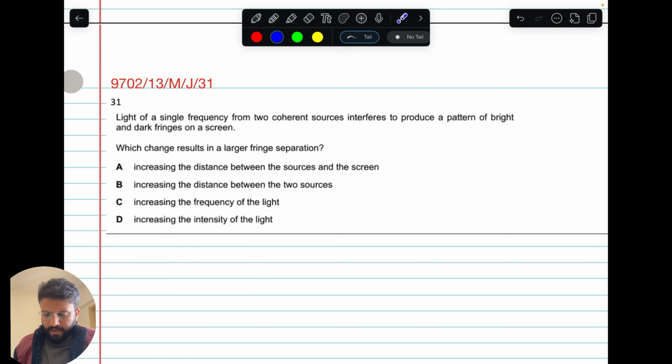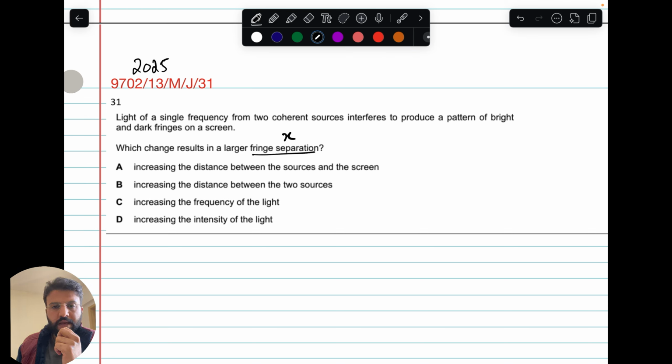Question 31, from 2025. Light of a single frequency from two coherent sources interferes to produce a pattern of dark fringes on the screen. Which change results in a larger fringe separation? X is the fringe separation, and we need a larger fringe separation.